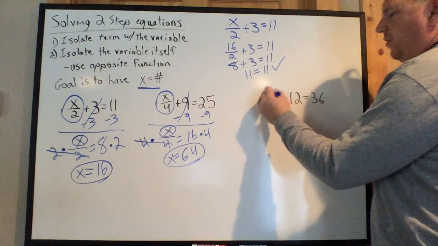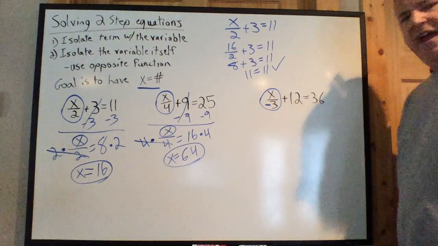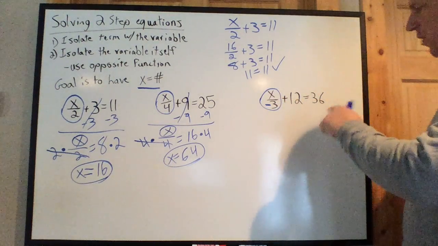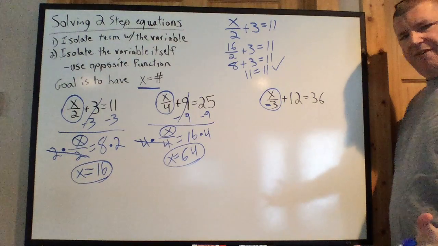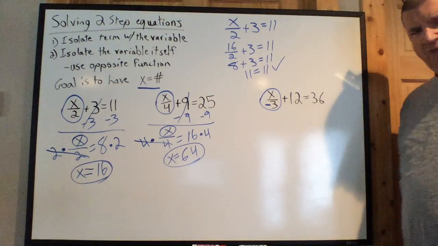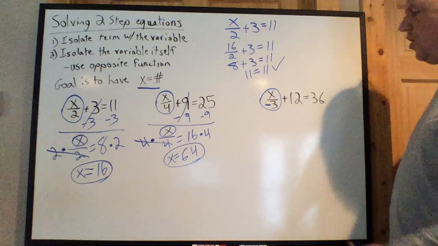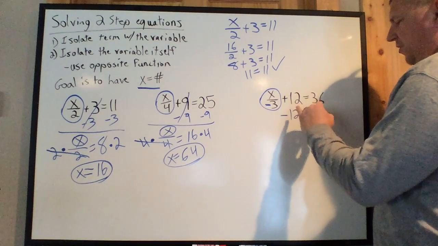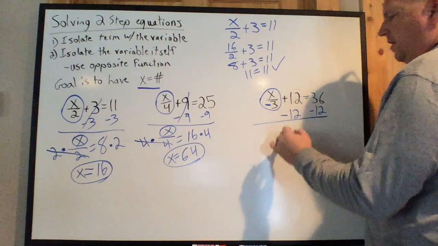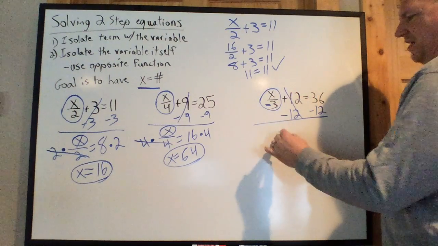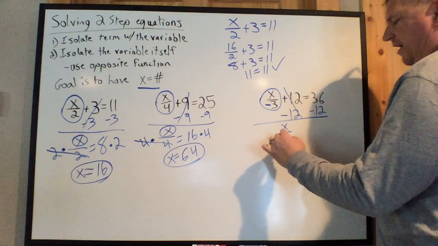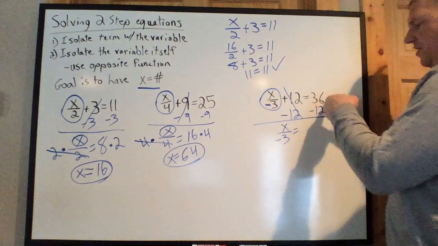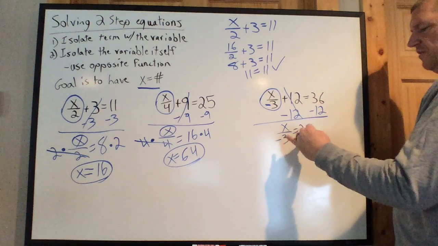So what we're going to do, put our force field around x over negative 3 plus 12 equals 36. What do I have to get rid of? I have to get rid of the plus 12, because it's not in the circle. So we're going to subtract 12 from both sides. The 12's will cancel on the left-hand side. I get x over negative 3 equals 36 minus 12, which gives me 24.